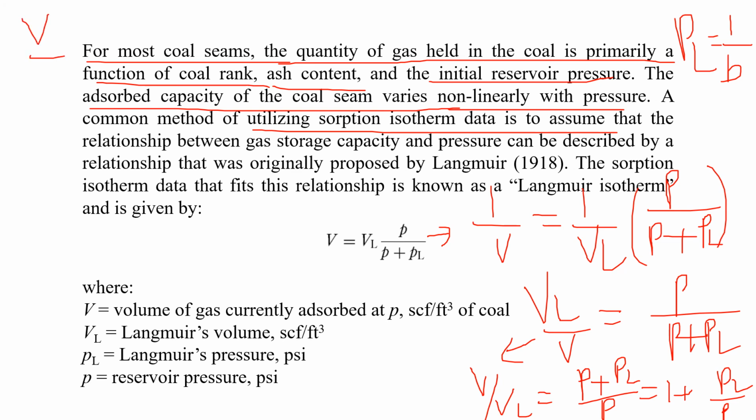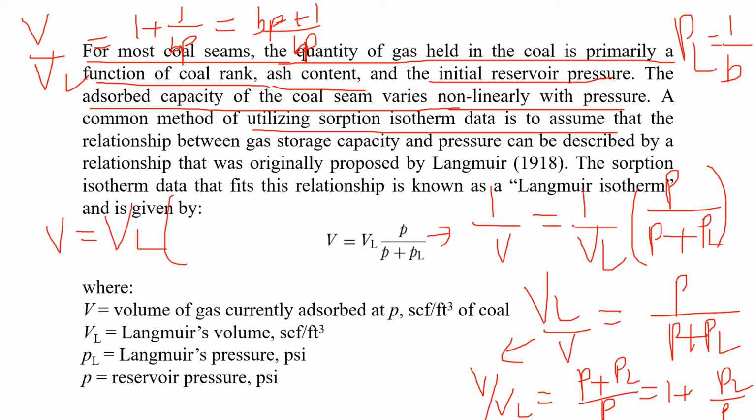So let us substitute. V by VL is equal to 1 plus 1 by BP. This becomes BP plus 1 by BP. From this, V is equal to VL into 1 plus BP by BP, or VL is equal to V into BP by 1 plus BP. So based on this, we will draw a graph and find the parameters.